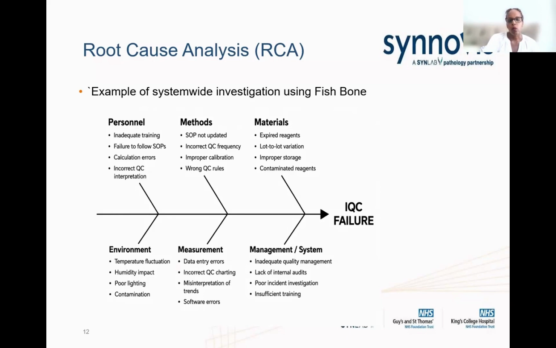You're looking at what is the frequency of your QCs. Is that based on the volume of work you're running in a day? Because if you're running hundreds or thousands of patient samples on your FBC analyzers, you need to make sure you have frequent QC intervals during the day to pick up any analytical error or issue with the instrument before it impacts samples. And then you're looking at things like improper calibration.